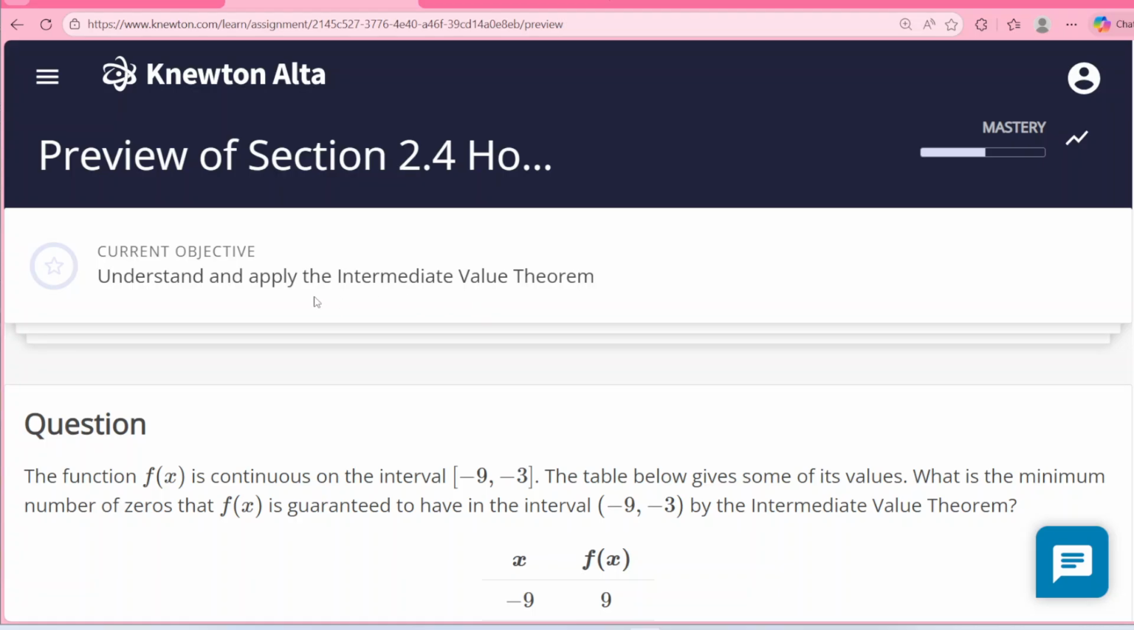All right, so now we're getting to the intermediate value theorem. So I'll state what that is.